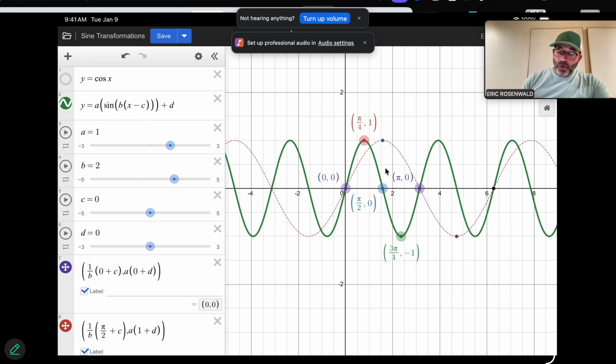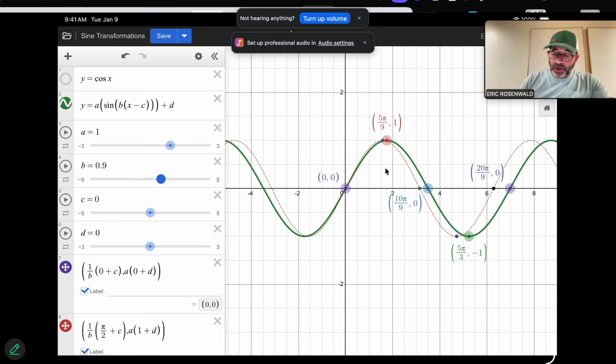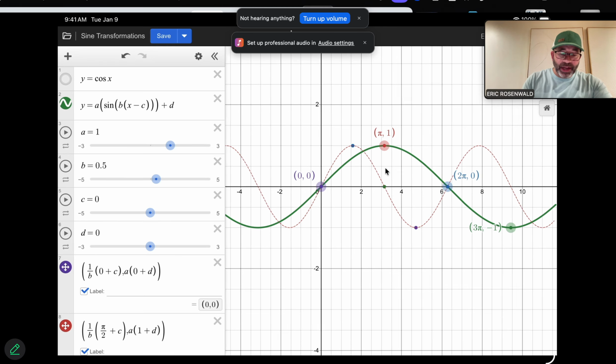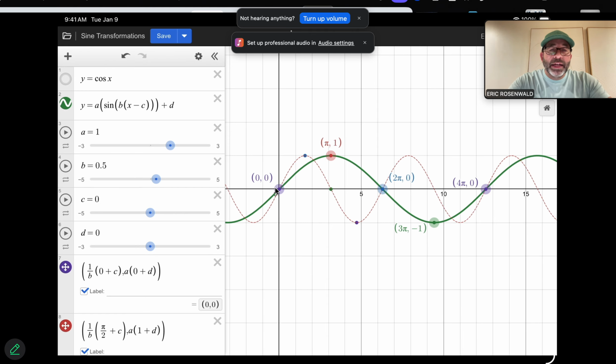Okay. When I put in a 1/2 in here, I want you to notice what happens. Normally, when we look at this, this is going to take 2 pi to go through a whole wave. But now it takes, if you look at this, double it. It takes 4 pi to go through the entire wave. So now it takes twice as long to go through the wave as it did before.